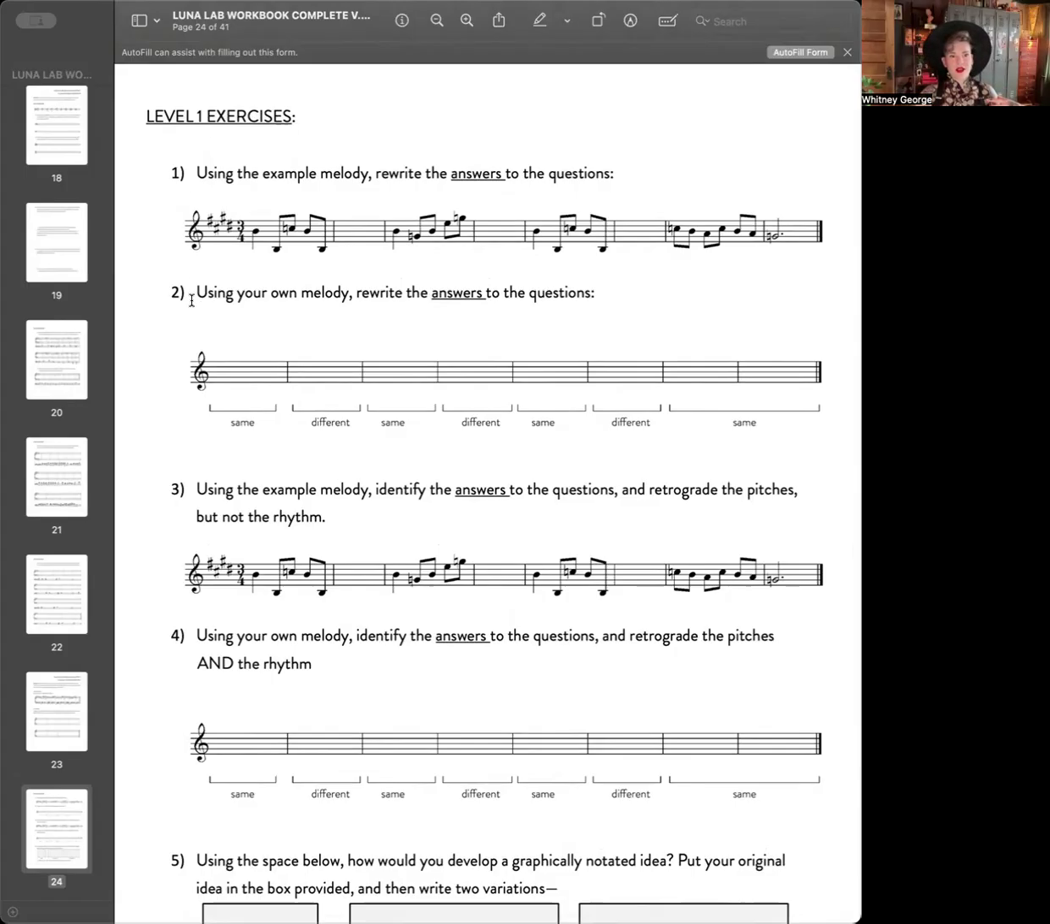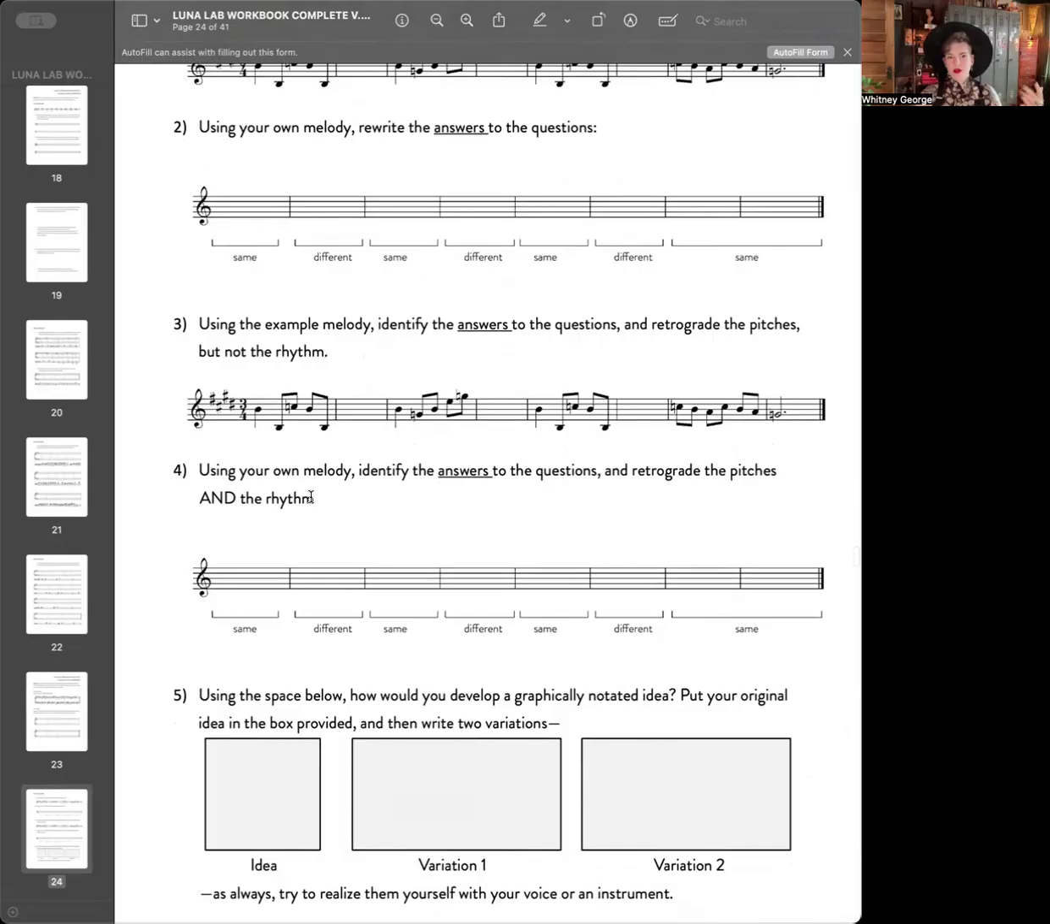So the level 1 exercise, part 2, is using your own melody. That's something that you'd probably worked on a little bit in the earlier session. Rewrite the answers to the questions. I've noted these same and different labels below to give you a little bit of grounding in terms of a structure. And then, we talked a little bit about retrograde just now, taking that same idea, your own melody, and retrograding the pitches and the rhythms to create new materials to potentially investigate further in your original work.